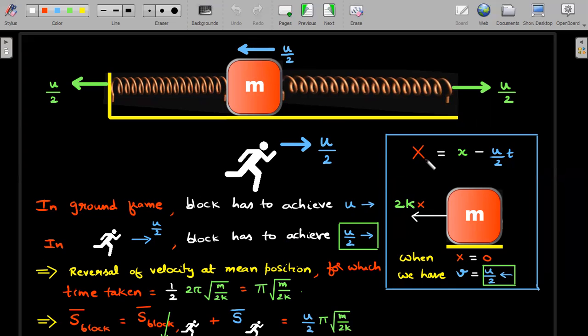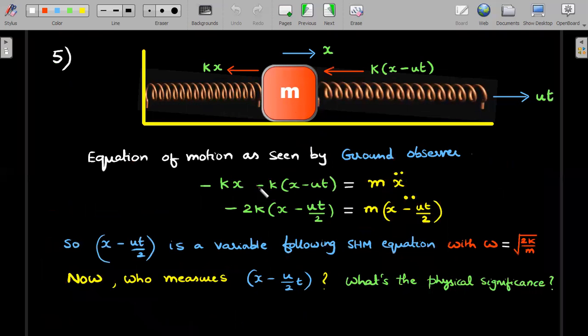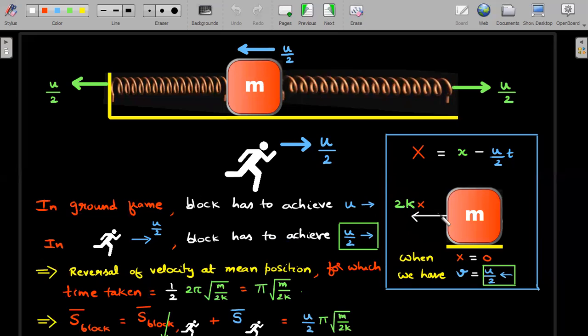Now, if this capital X has to be written and substituted in the original equation, let's look at the previous one. Remember, this is the total force you had on the block. Remember, this is a contact force. Contact forces are frame independent, right? So the same force acting on this body can be written as 2k into capital X. And he will start off by saying capital X is 0 at the start and the velocity of the block is u by 2 in the backward direction. All this will be referred to by this person.